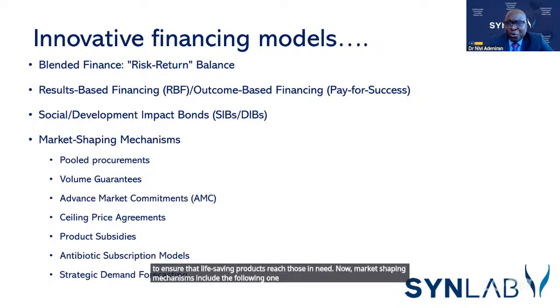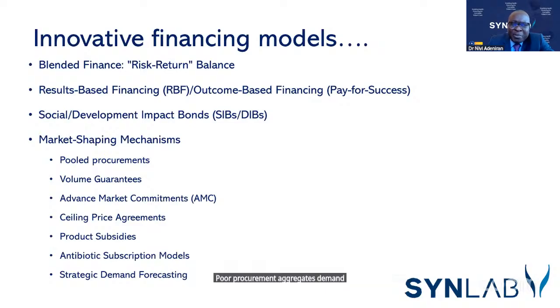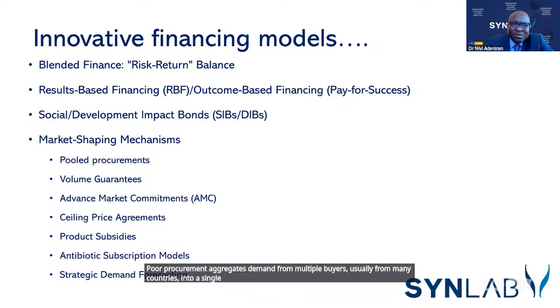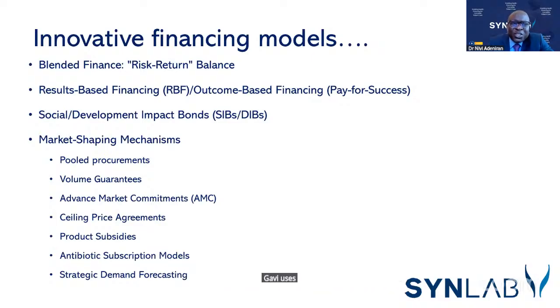1, pooled procurement. Pooled procurement aggregates demand from multiple buyers, usually from many countries, into a single large order to increase the bargaining power and achieve economies of scale. For example, Gavi uses pooled procurement to secure low prices for vaccines.